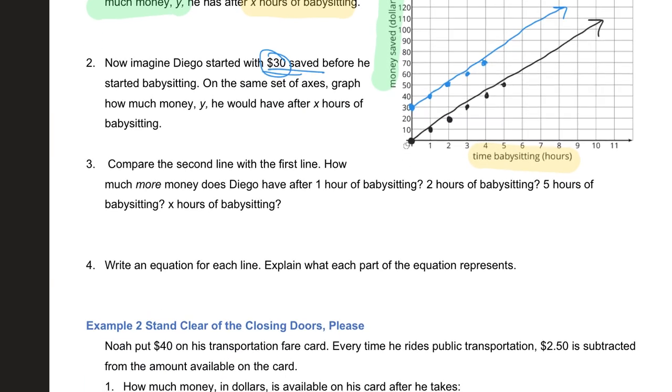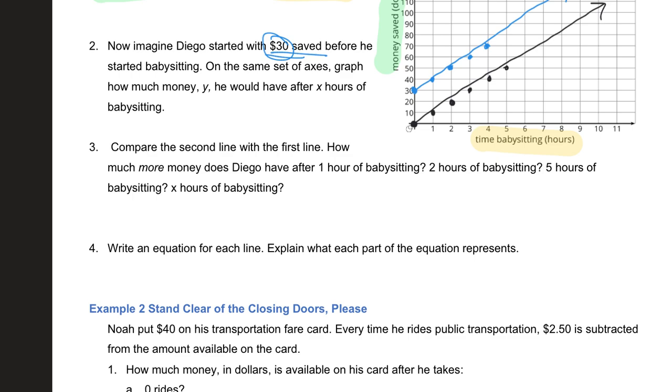Now I want you guys to take a second and compare those two lines. How much more money does Diego have after 1 hour of babysitting? If we look at 1 on our graph, we're at 10 and 40. So he has $30 more. What about 2 hours of babysitting? Now we're at 20 and 50. So again, $30 more.